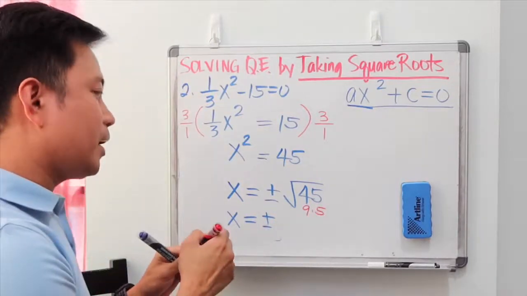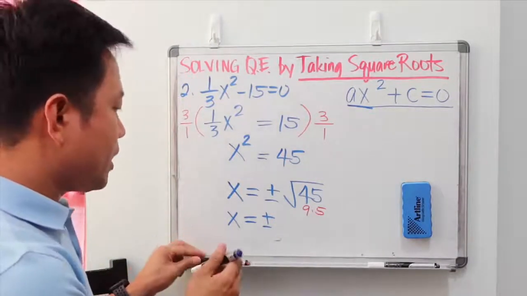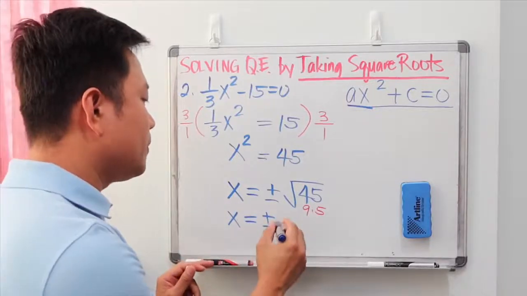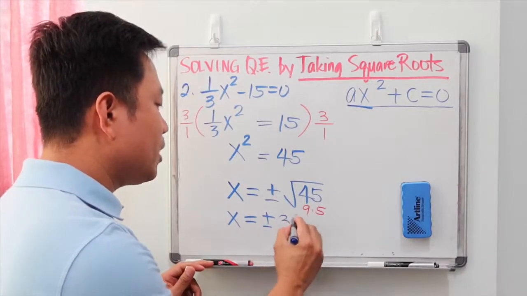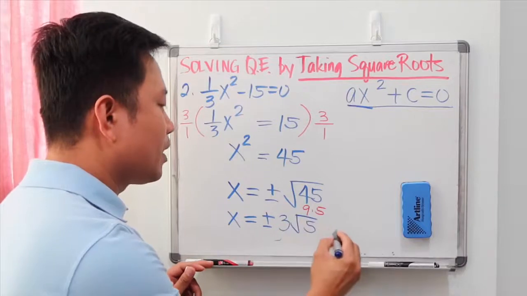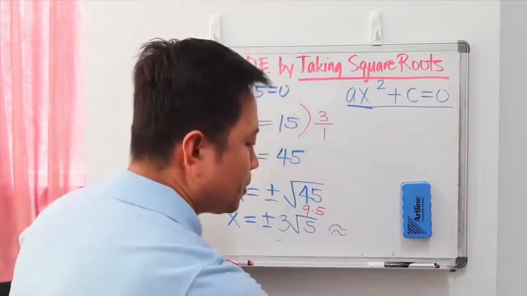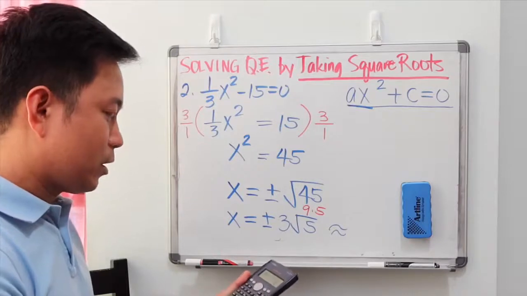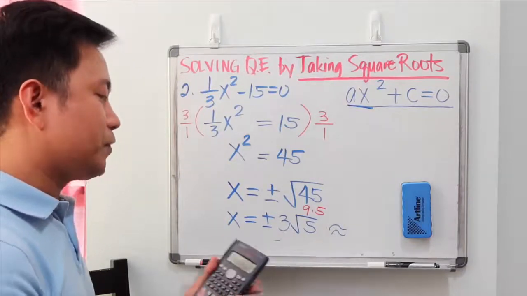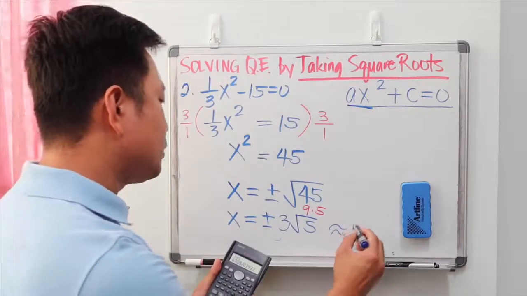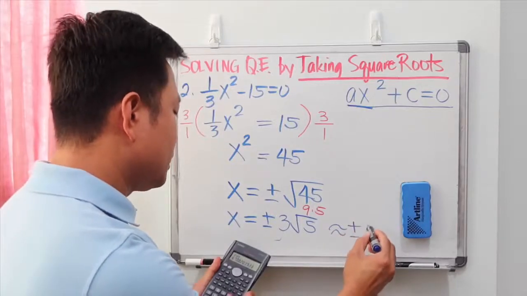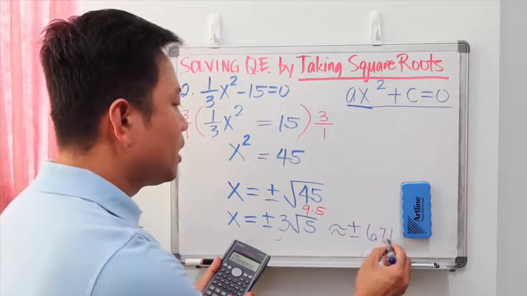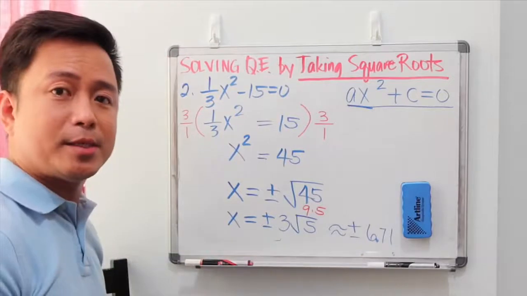What's the square root of 9? 3. So that means our x value will be plus or minus 3√5. And changing that to decimal, we can simply plug in root 45 or 3√5. That will give us x is equal to plus or minus 6.71, rounding off to two decimal places.